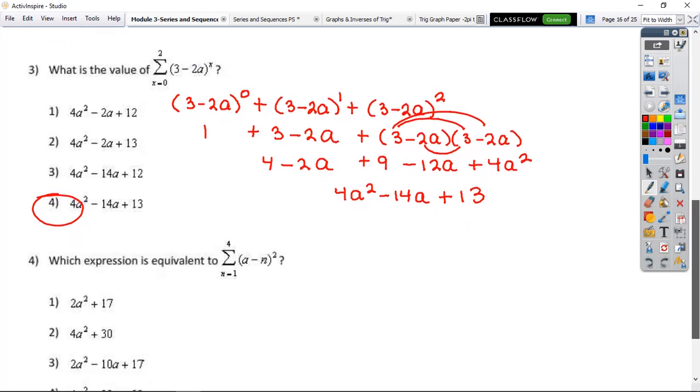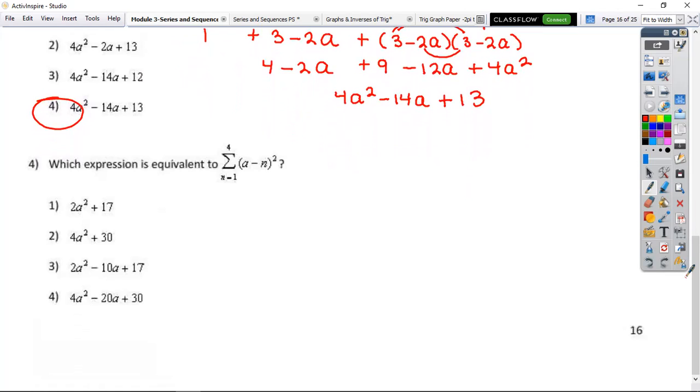How are we feeling on these so far? Pretty good? Awesome. So number 4, which expression is equivalent to this one? I am going to plug in beginning at n equals 1 and stop at 4. So this is going to give me a minus 1 squared plus a minus 2 squared plus a minus 3 squared plus a minus 4 squared. Okay, you have to multiply all those out.